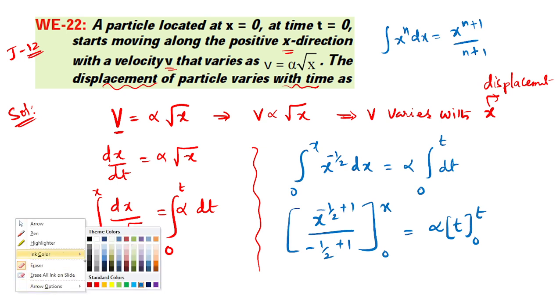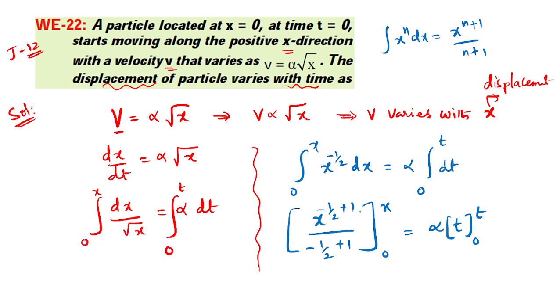So give me the answer. I'll get it in terms of x: x power 1 by 2, which means root x, divided by 1 by 2, so it will be 2 root x. Yes or no? Which is equal to alpha into t. Am I correct, buddy?